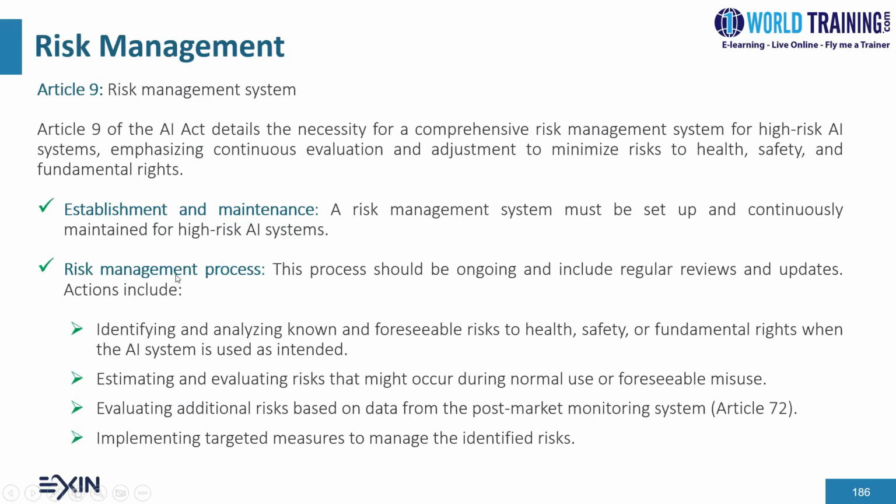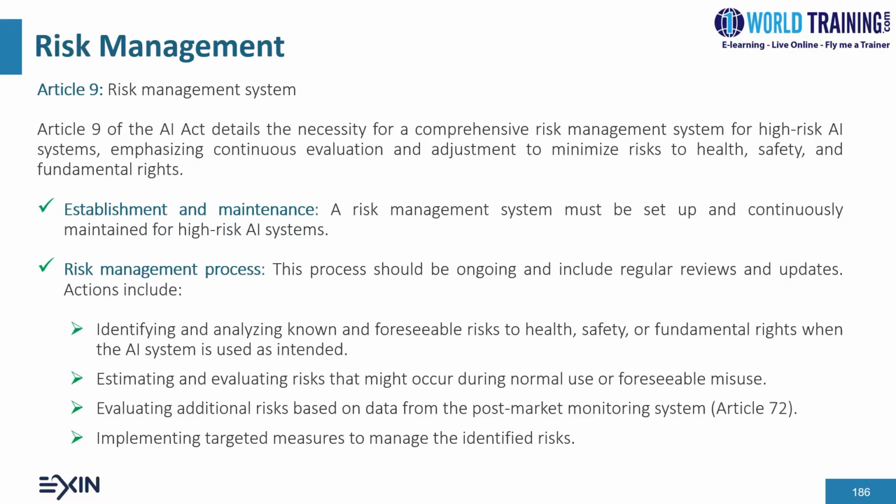Article 9: Risk Management System. Article 9 of the AI Act basically details the necessity for a comprehensive risk management system for high-risk AI systems, which emphasizes continuous evaluation and adjustment to minimize the risks to health, safety, and fundamental rights. Establishment and maintenance: risk management systems must be set up and continuously maintained for the high-risk AI system. Risk management processes: this process should be ongoing and include regular reviews and updates.